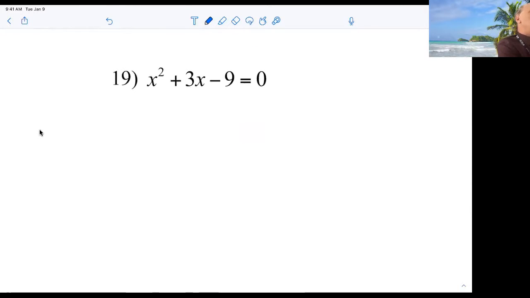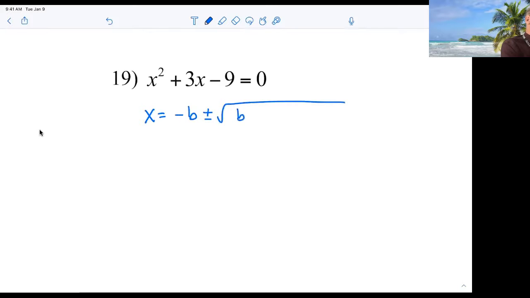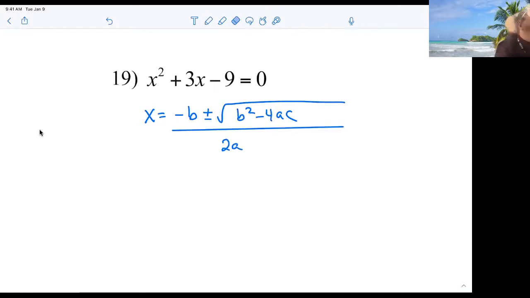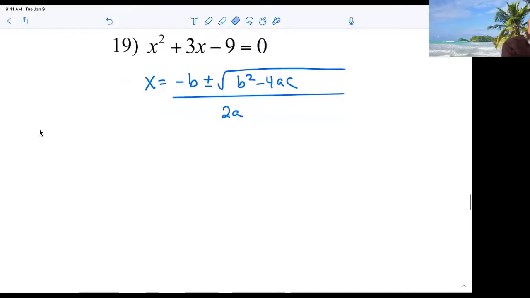Can I factor 19? Yeah. Oh, wait, no. There are no factors of 9 that can make 3. So now we're going to use the quadratic formula. Everybody's going to write down x equals negative b plus or minus the square root of b squared minus 4ac, all over 2a. Now here, a equals what? b equals, c equals.